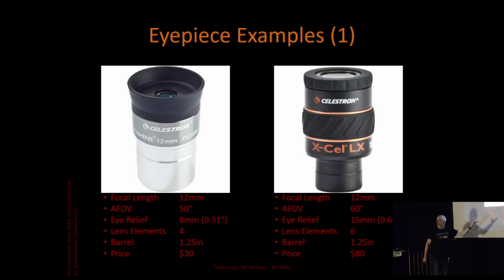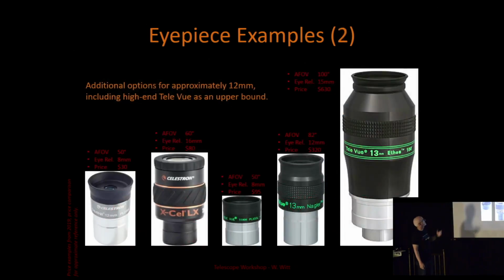I hope that makes sense. Again, just more examples. That again, all 12 millimeters or thereabouts, going all the way from $30 to $630, right? So this is one of those super wide field eyepieces, right? It has a 100-degree apparent field. So these are really nice.